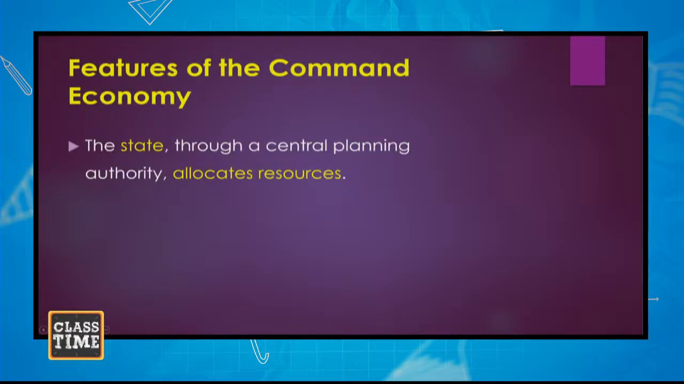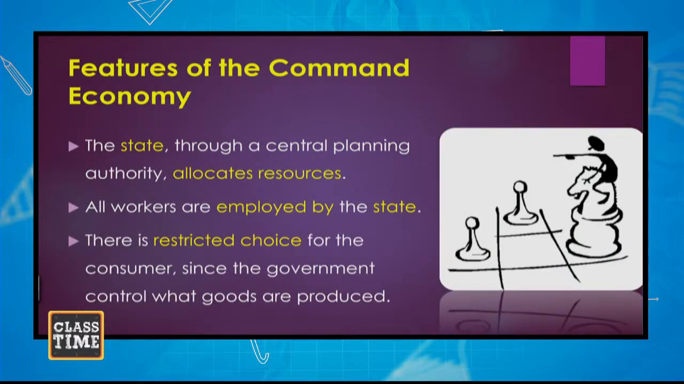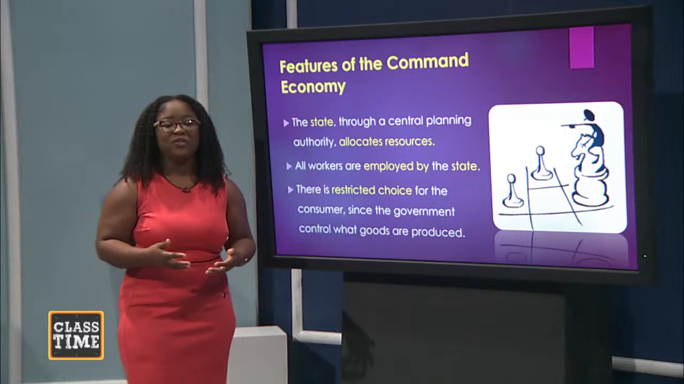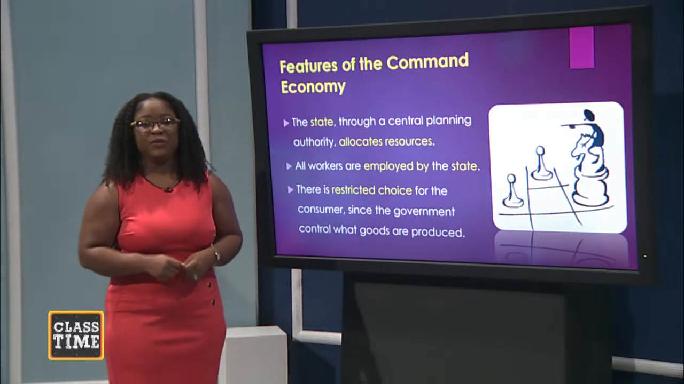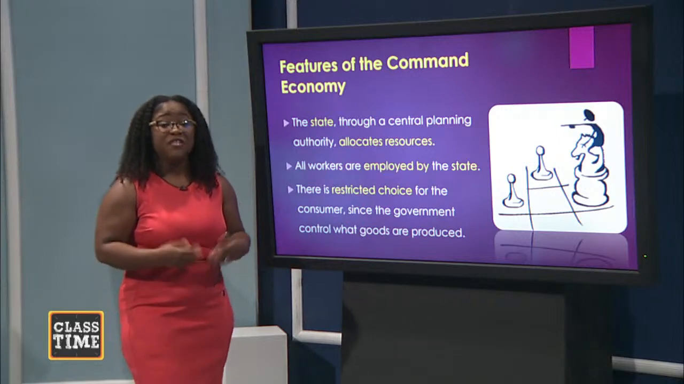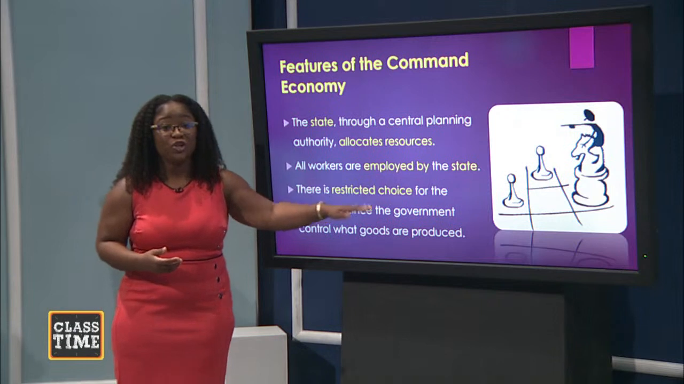Now, the features of the command economy continue. The state, through the central planning agency or authority, does the resource allocation, and all workers are employed by the state. There's a restriction on choice, as you would imagine. If the government is in control over the goods that are produced to satisfy our wants and needs, they would provide those goods that are considered to be needs. And that is exactly what exists in most command economies. There's a provision of goods and services that are considered to be the essentials. Other things that are considered to be wants are not necessarily provided within these types of economies. Therefore, we say that one characteristic is that there's a restriction on choice.